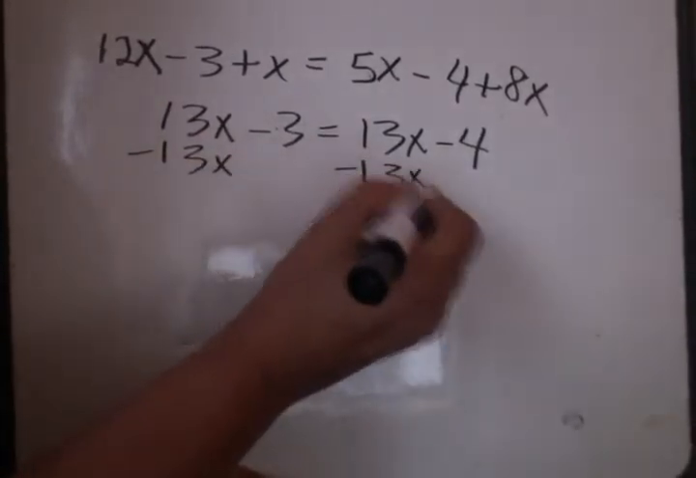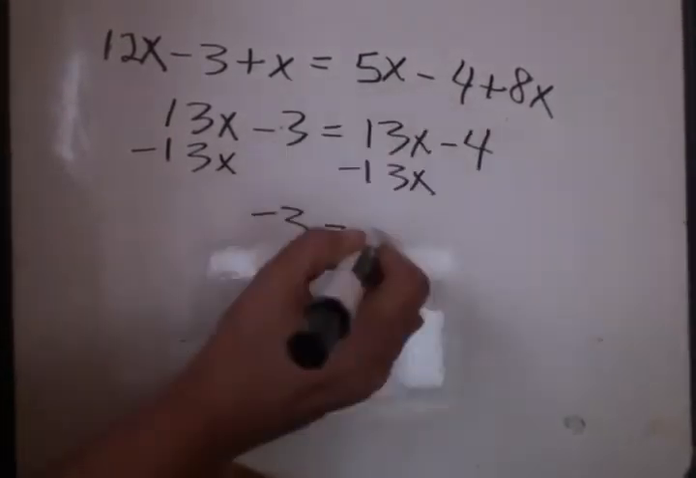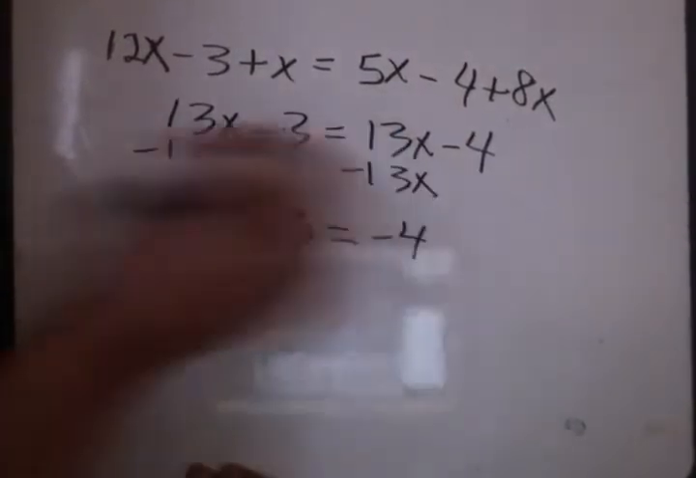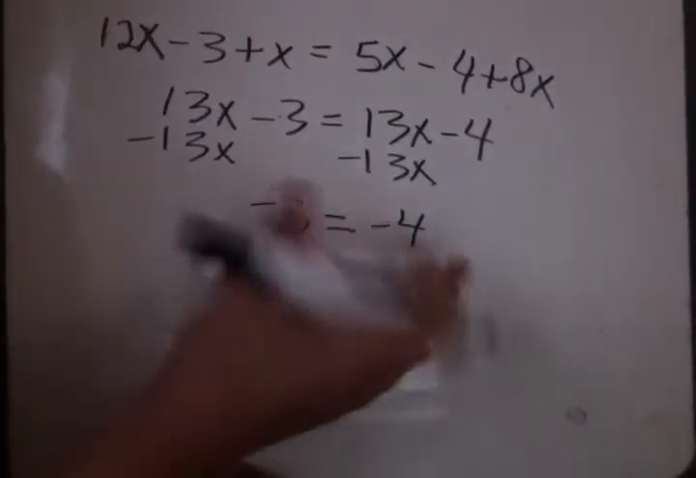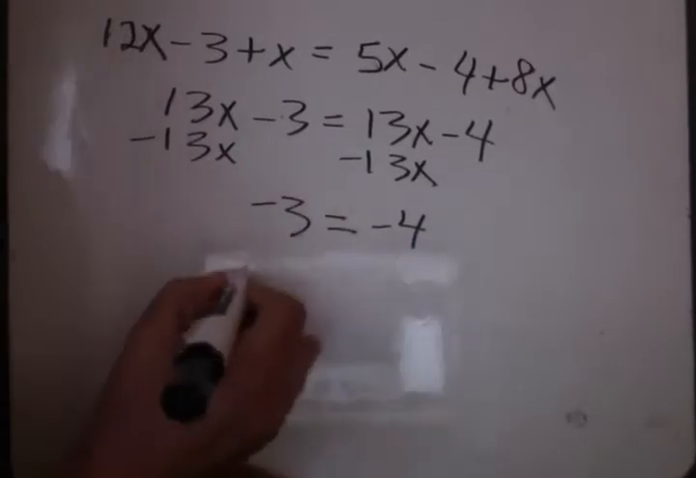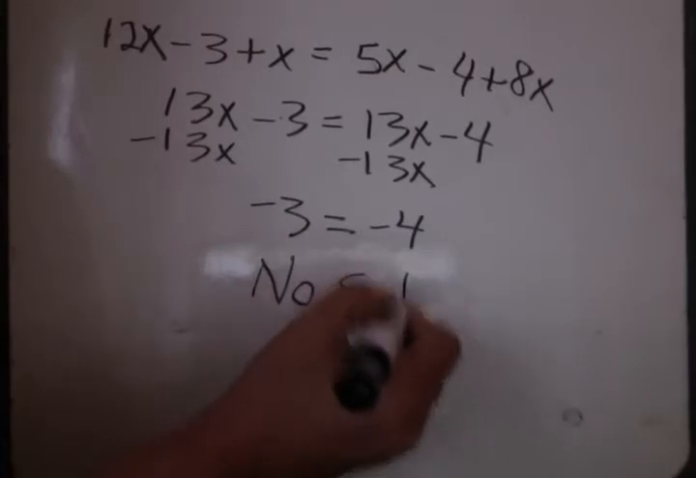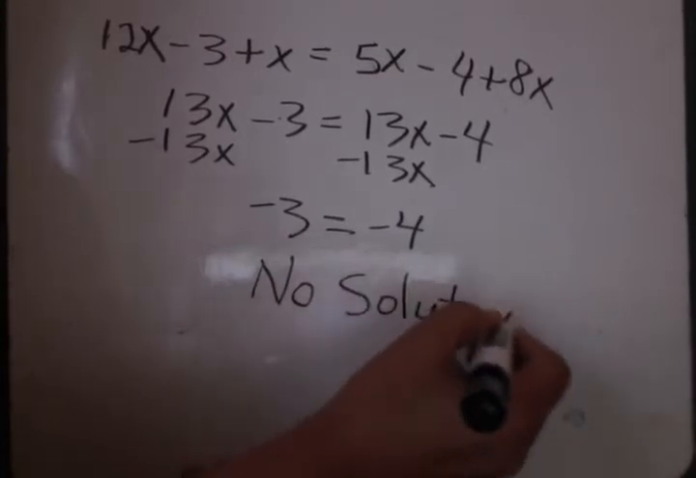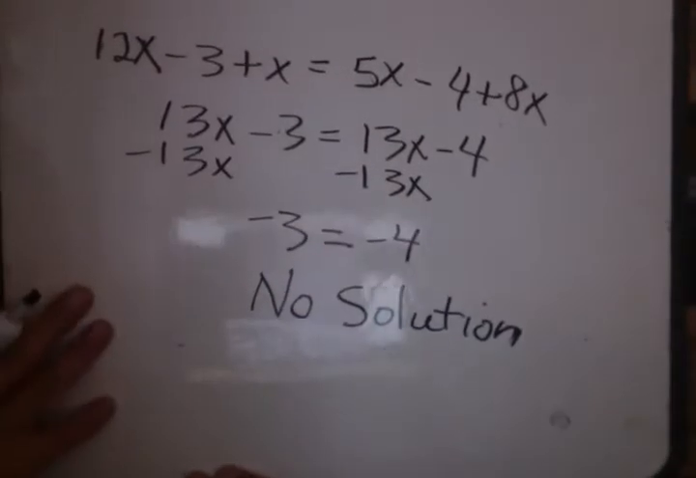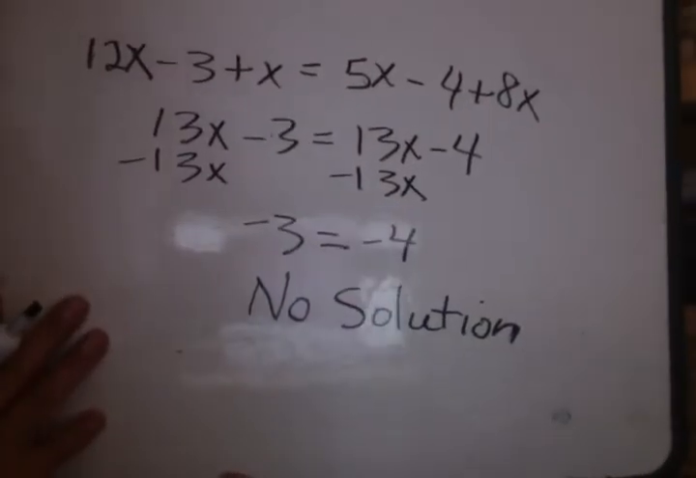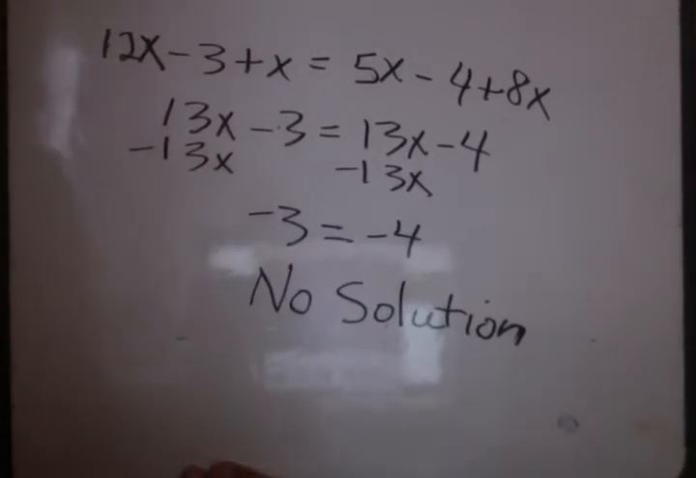And I get zeros for this. I get negative 3 equals, and on this side, negative 4, because this is 0. So when I have something like that, when I have a number equaling a totally different number, the solution for this is there is no solution. And you would write no solution. There is no number I can put here for x that would make this equation true. It's impossible. All right, so that's a couple more examples to help you understand how to solve variables on both sides.